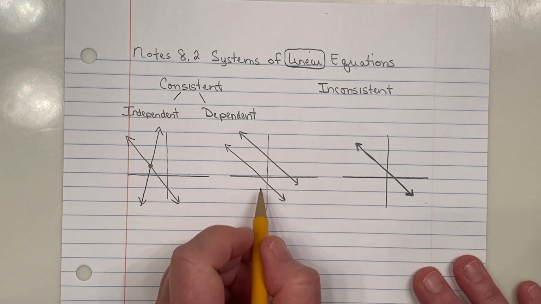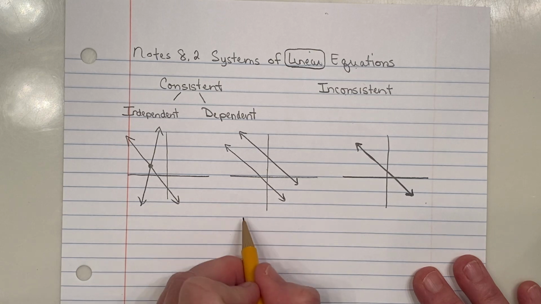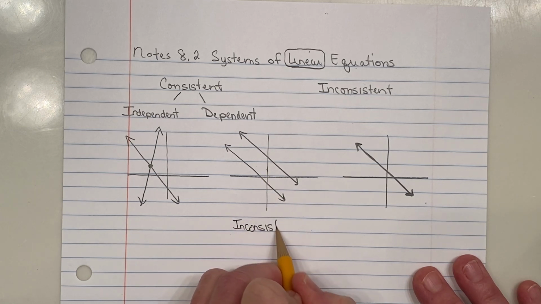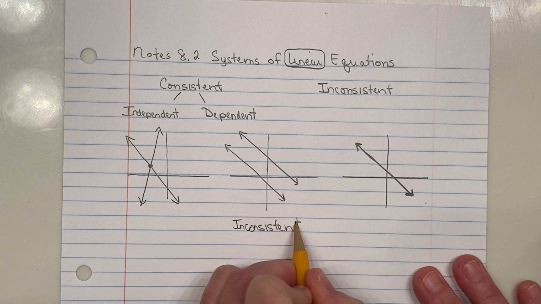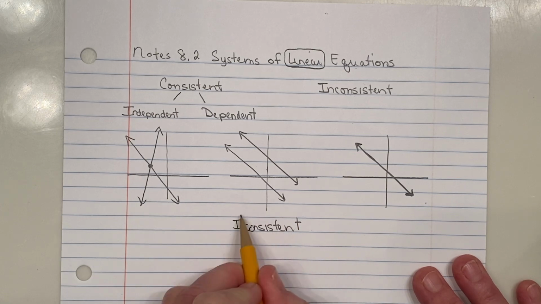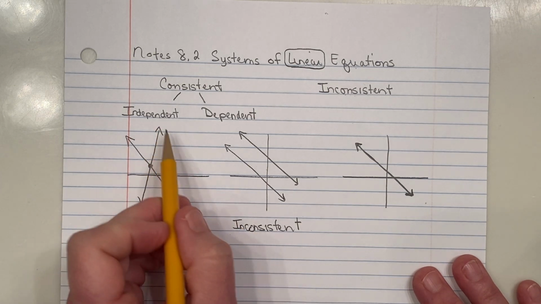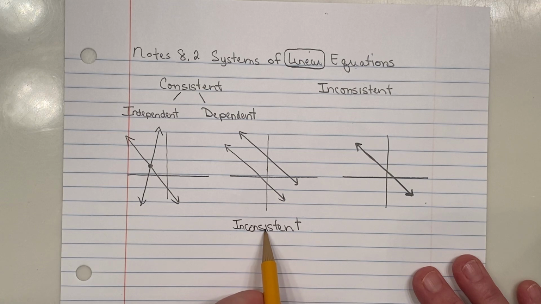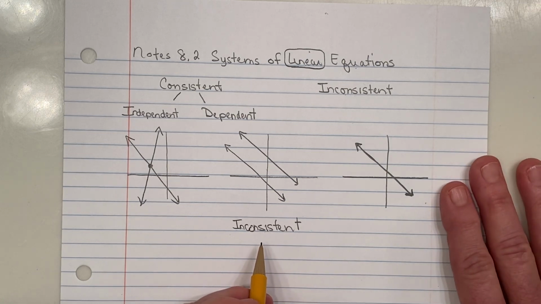There are no points of intersection, so think about that word inconsistent. That word is connected to no points of intersection. This system is said to be inconsistent. They have no points of intersection, they're parallel. So we don't say anything else about this. We don't say that this inconsistent system is independent or dependent. We just walk away from this language.